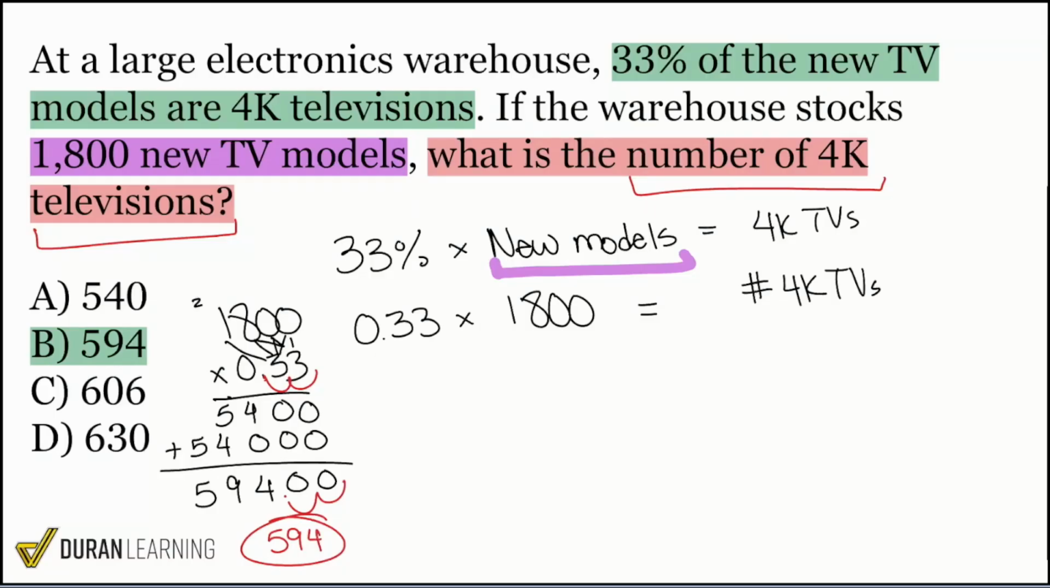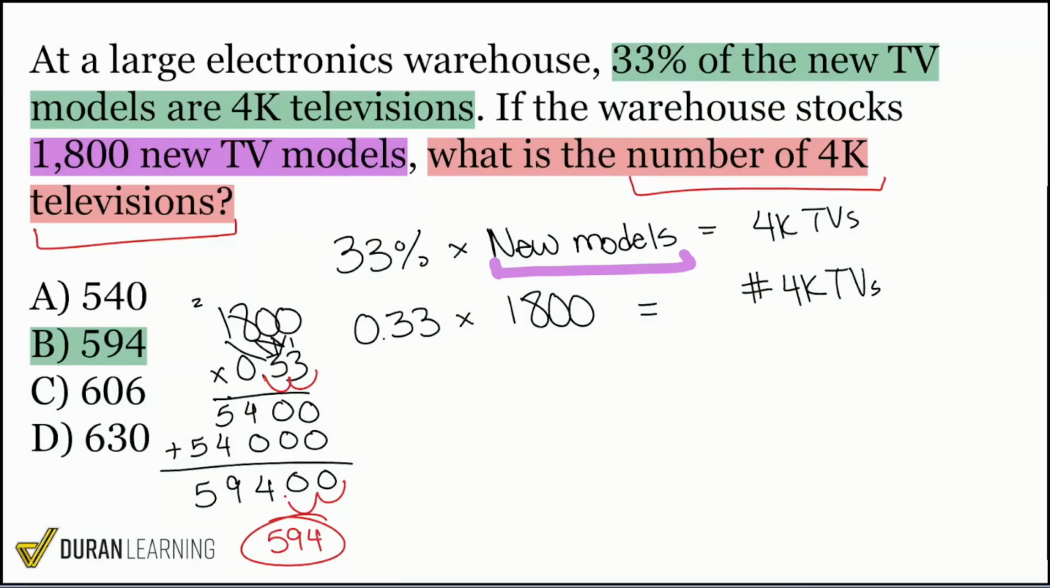But right here, we're looking for that portion of the new models. So we're given all the models that we have, all the new models, and we're looking for a portion of them. 33% precisely is what represents 4K TVs. And so the percent you apply is the result you get. We are looking for 4K TVs.